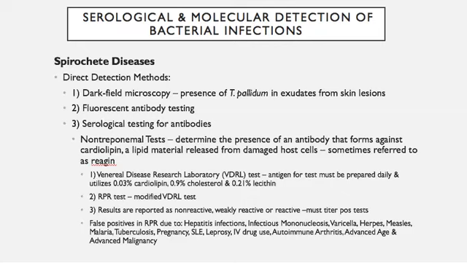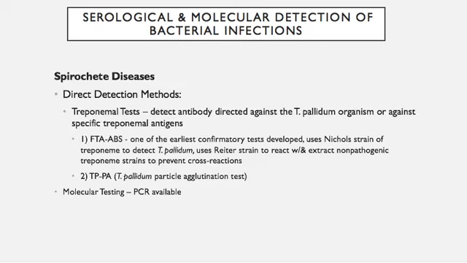False positive results in RPR testing could be due to hepatitis infections, infectious mono, varicella, herpes, measles, malaria, tuberculosis, pregnancy, lupus, leprosy, IV drug use, autoimmune arthritis, advanced age, and advanced malignancy. So there are a lot of different things that can cause false positive RPR tests, which is why it's important then to get that confirmatory testing done.